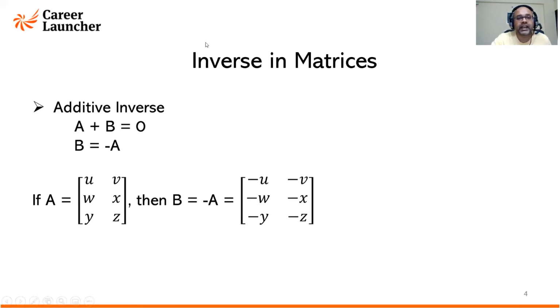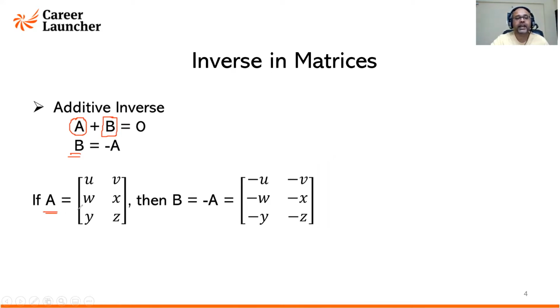Inverse in a matrix, again, the first thing is additive inverse. For additive inverse, the logic does not change. If I have a matrix A, then the additive inverse of matrix A will be called B if A plus B becomes equal to 0. Or matrix B, that is the additive inverse of A, should be minus A.